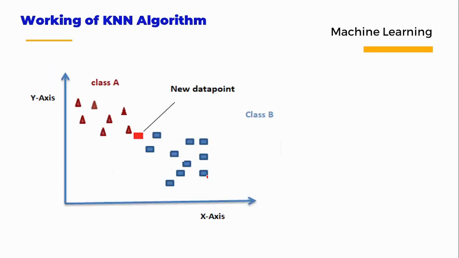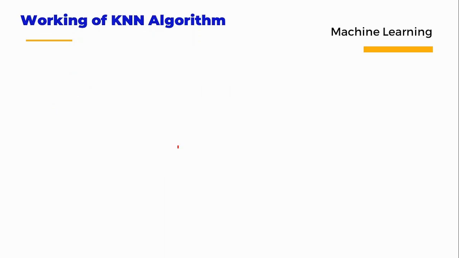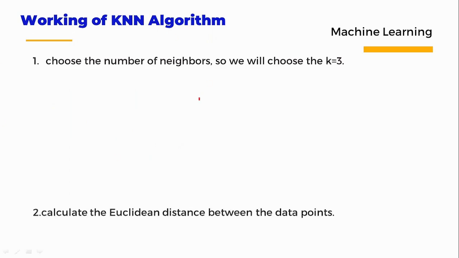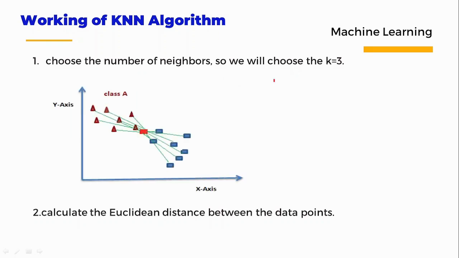Now we will see the working of KNN with the help of an example. Suppose we have a new data point and we need to put it in a required category or class, like class A or class B. So consider this is how the dataset is distributed. Firstly, we will choose the number of neighbors. We will choose here that k is equal to 3. So that is our k value, and that is our first point.